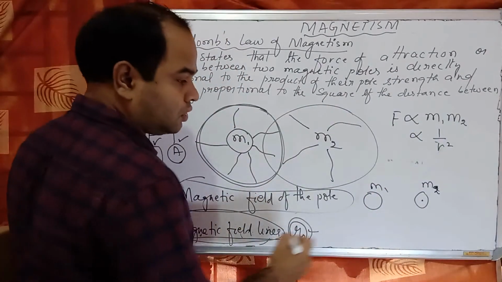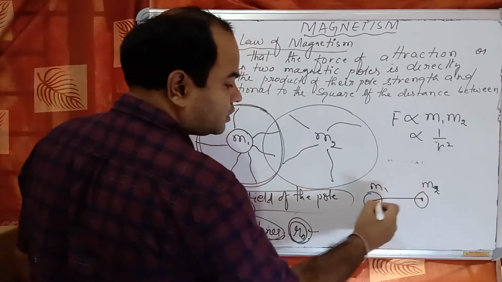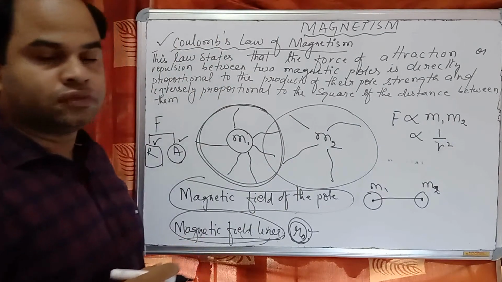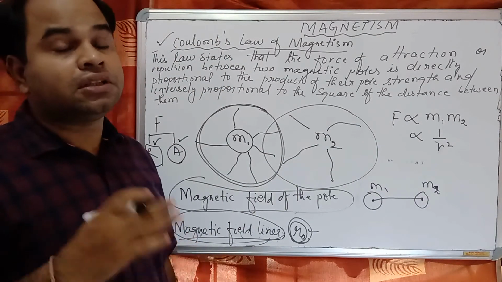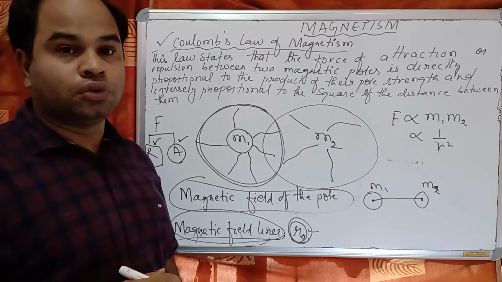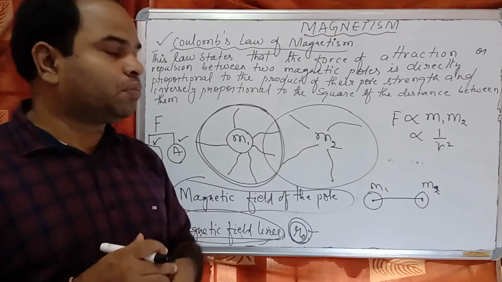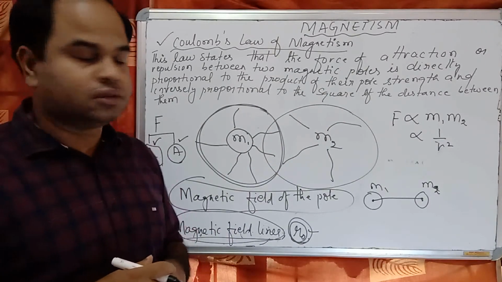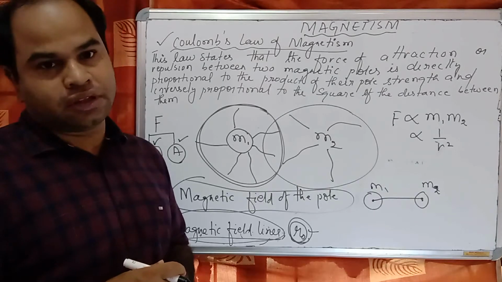Okay. Distance between them, what will that be? Distance between the two centers. Distance between the two centers is the distance between the two poles. Okay. So this force is directly proportional to the product of two charges, and it is inversely proportional to the square of the distance between them.